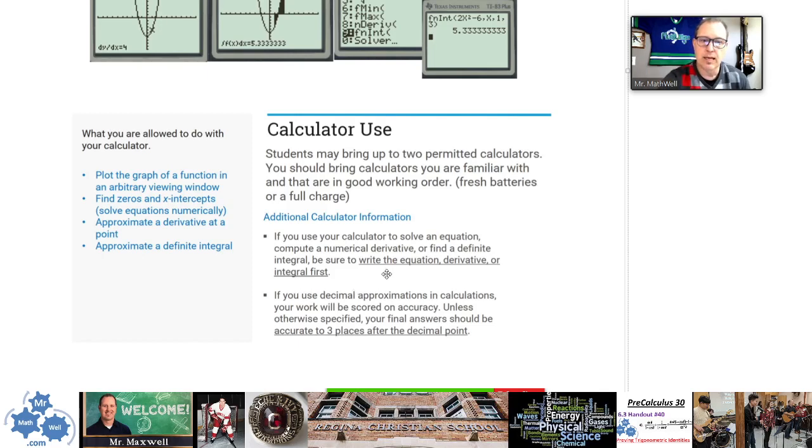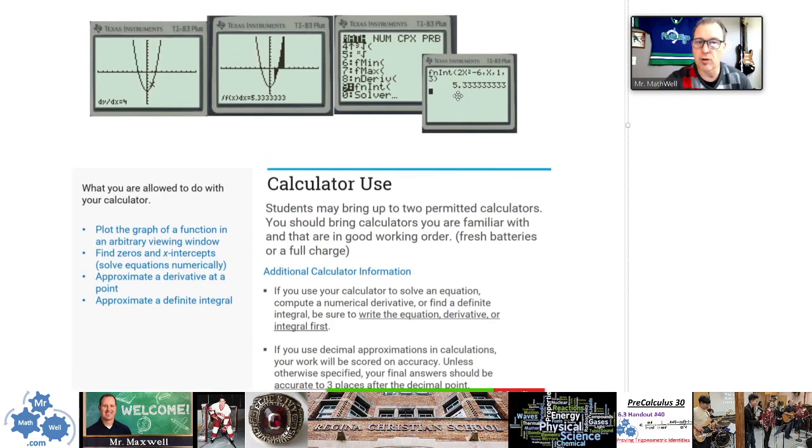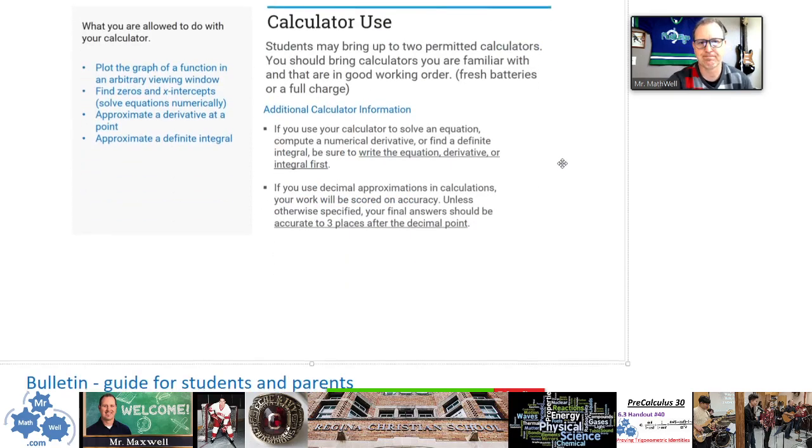Okay. If you use decimal approximations, you will be scored on your accuracy. So unless otherwise specified, your final answer should be accurate to 3 decimal places. Okay. So if you're going to rewrite this answer right here above, don't put 5.3. 5.333. Okay. You must write it that way.